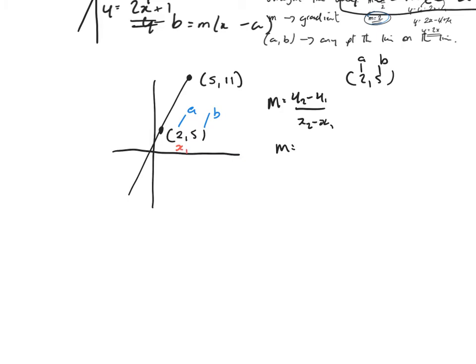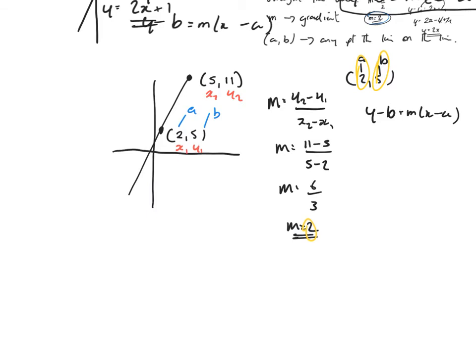Okay, so first x coordinate, first y coordinate, second x coordinate, second y coordinate. M equals y2 minus y1 over x2 minus x1. So 11 minus 5 over 5 minus 2. 11 minus 5 is 6, 5 minus 2 is 3, 6 divided by 3, that's 2. I've got the point AB, which is 2, 5, and let's feed that into y minus b equals m bracket x minus a. Okay, so a is 2, b is 5, m is 2, let's put all that in.